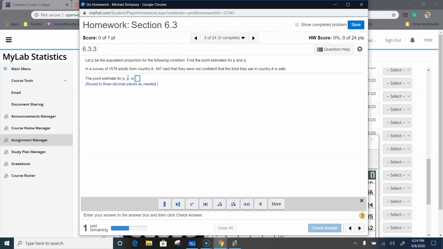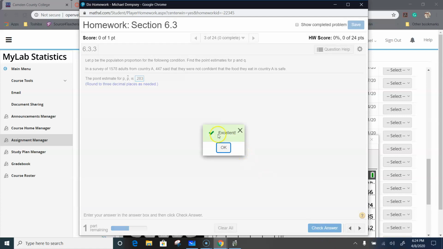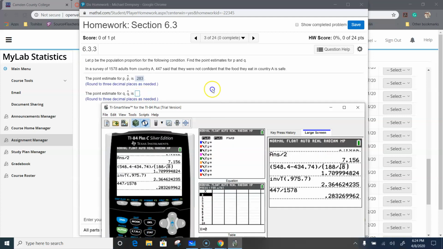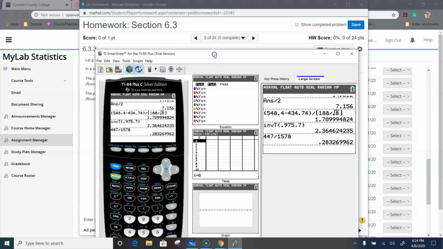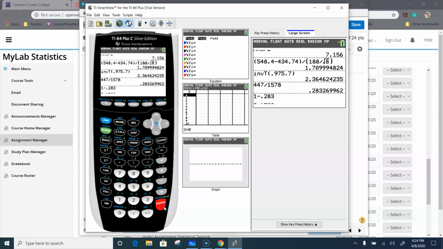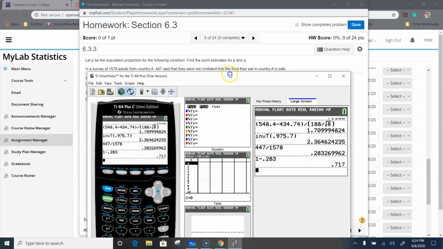Okay, so it's just a sample proportion out of our sample size that we calculated. So if our point estimate for p hat is 0.283, q hat is just 1 minus that. So if you want to use your calculator for that, 1 minus 0.283, pretty simple. But we see those two values pop up in our formula, so 0.717.